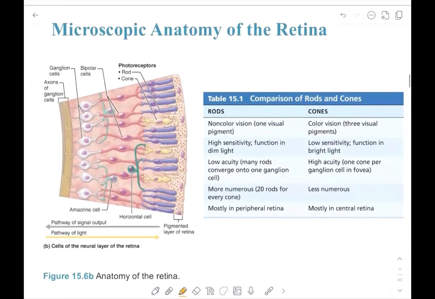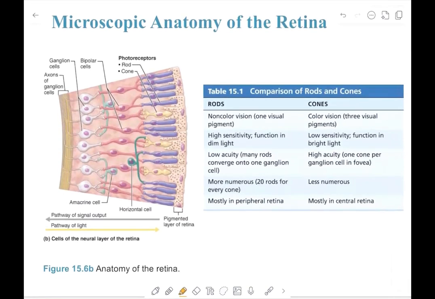So when we look at those three cells, we can see them shown here. The first cell would be the photoreceptor, the rod or the cone. This is at the very back of the retina. So this is the pathway of the light. The cornea would be in this direction here. So the light is coming this way as it enters through the cornea, through the aqueous humor, the lens, the vitreous humor, and then finally coming in contact with the retina. It first stimulates the photoreceptors.